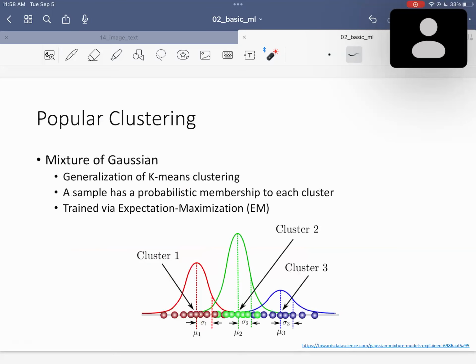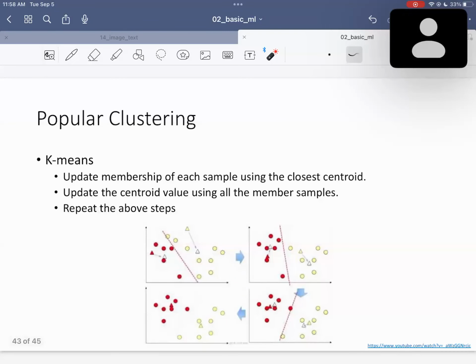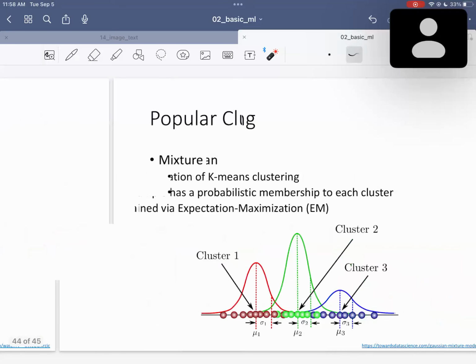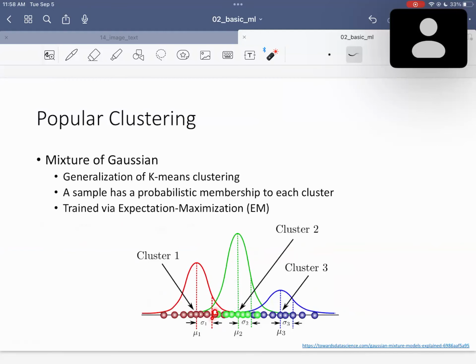In a Gaussian mixture, you use k different Gaussian distributions and try to fit them to your training samples, and that becomes your probabilistic clustering. So your membership is no longer that this sample belongs to this cluster 100%, but rather it belongs 30% to cluster 1, 70% to cluster 2, and 0.1% to cluster 3, like that.